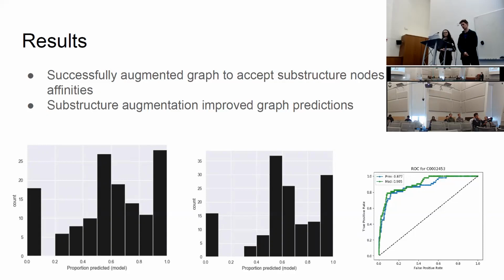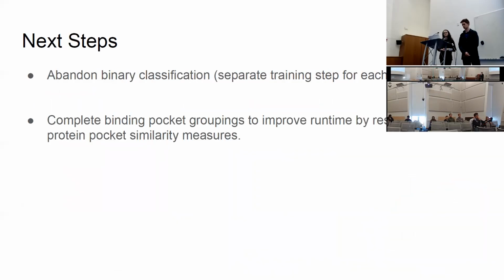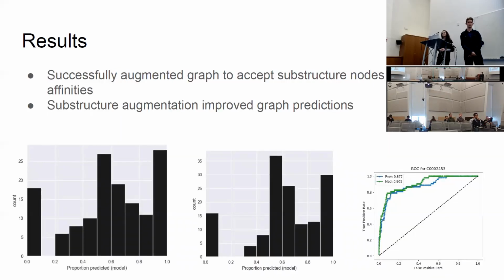So in terms of the augmentation of the binding affinities, we were unsuccessful in implementing this. We developed a modification to the graph that would accept the data, but because of some limitations in the data that we're using, we did not have sufficient KD data to perform that augmentation.